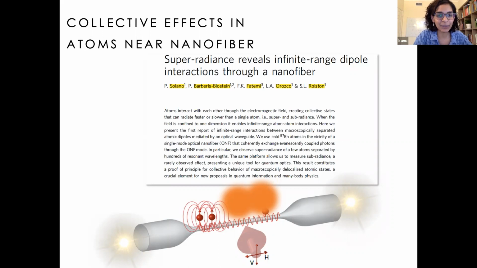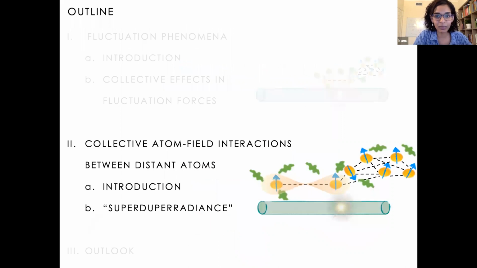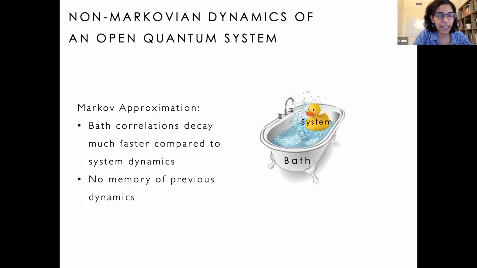So we kind of started questioning that, and this brings me to the second part of my talk now, which is collective interactions between distant atoms. So before I get into the actual system, I want to give a brief introduction to non-Markovian dynamics, because that's an important aspect of this problem.